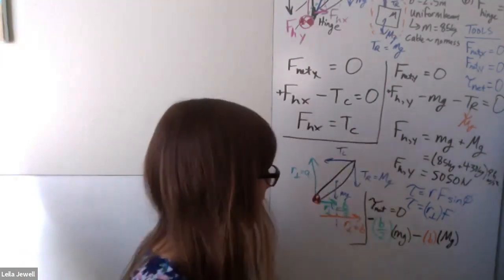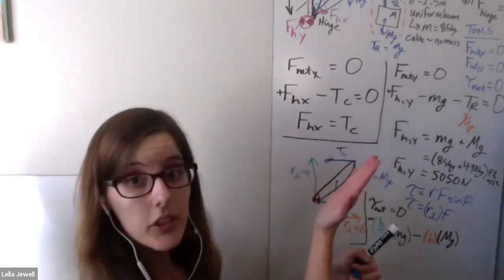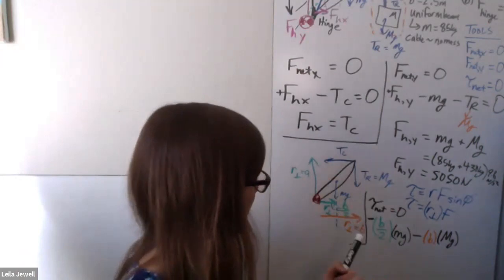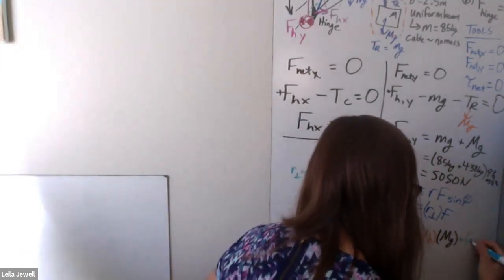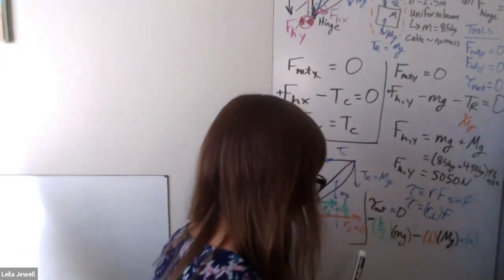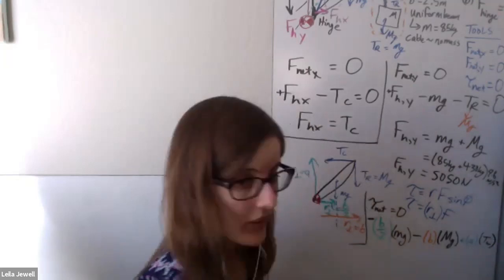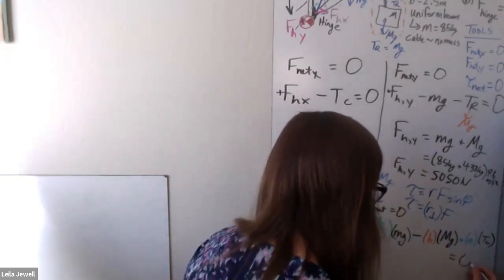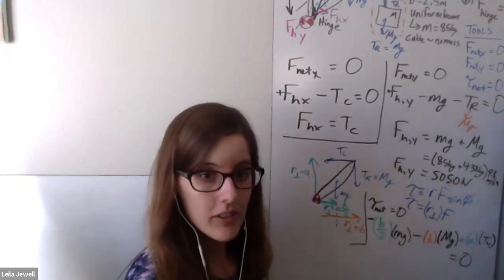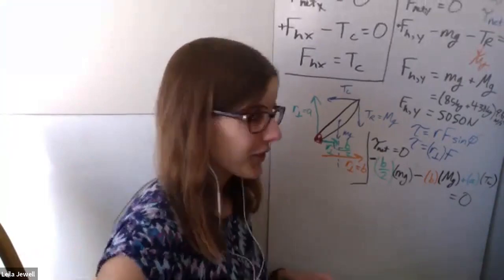Great. And then finally, we have the tension in the cable, which is causing a counterclockwise rotation, so that one is positive. It's A times the tension in the cable, which is what we are solving for. And all of this has to sum up to equal 0. Keep coming down. We're almost there.